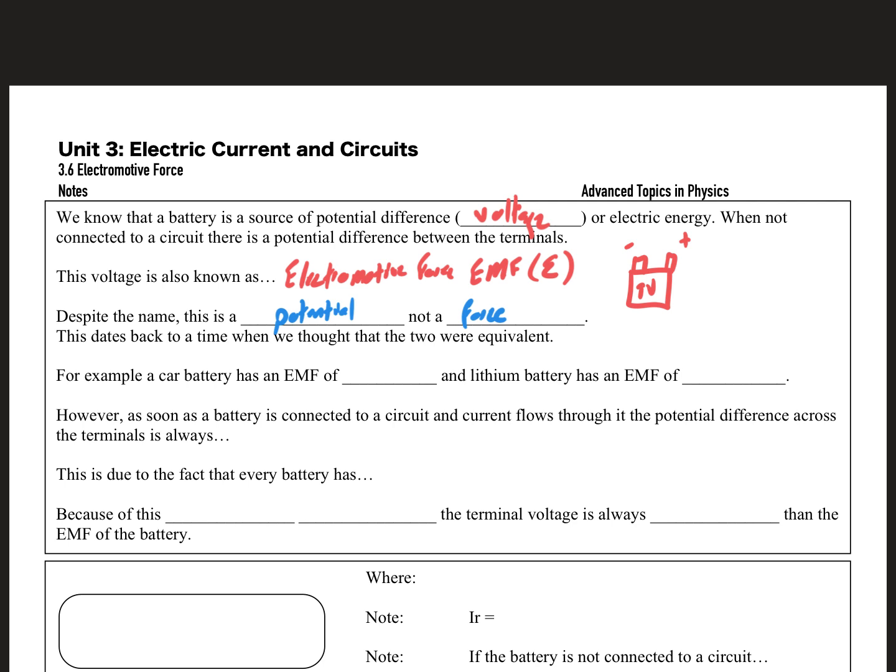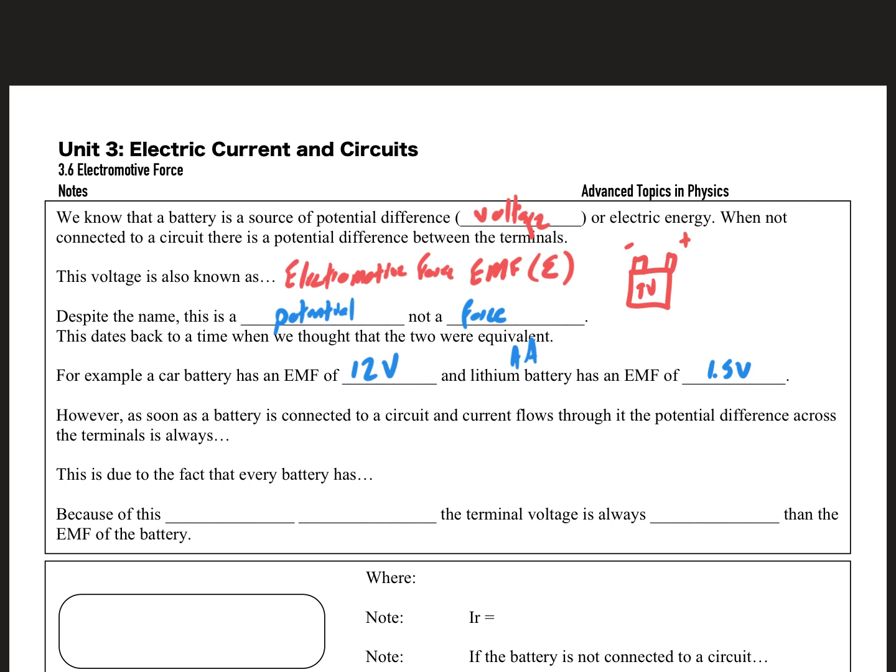So for example, a car battery has an EMF of 12 volts. That's the big battery that powers your car when you start it up. But a little lithium battery or an AA battery that we use in a lot of our devices, or even AAA, has an EMF of 1.5 volts.